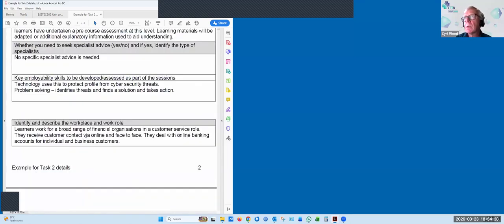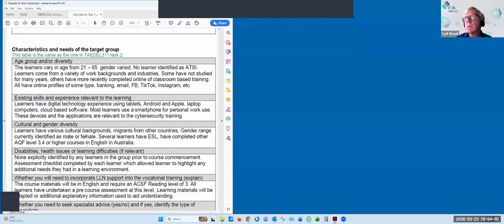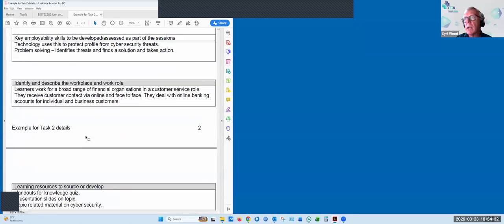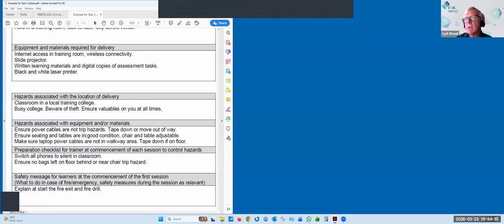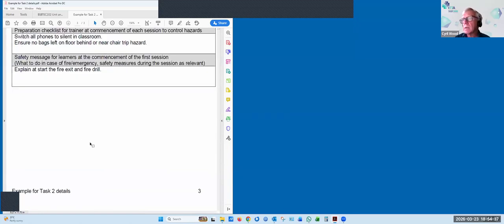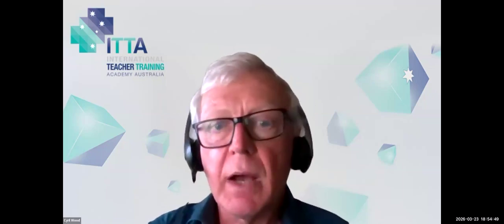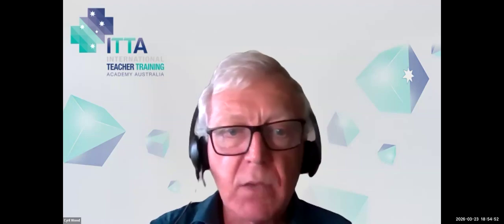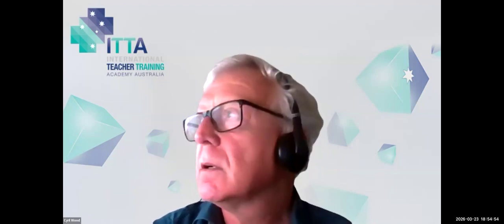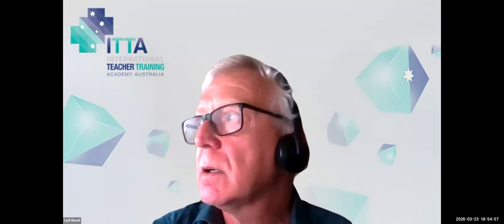Oh, hang on. That's part of task 2, isn't it? I don't think I've got the whole thing there. Let me check the example for task 2 details. Now let me have a look at the next bit. Just a second. I'll stop the share and I'll have a look at the assessment task workbook for the rest. Let me check, because there is more to it than that, I think. Yes, there is a new one.